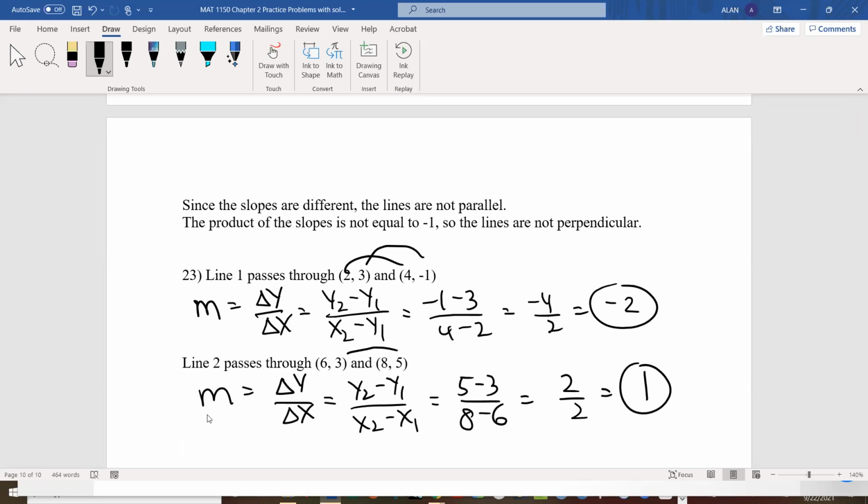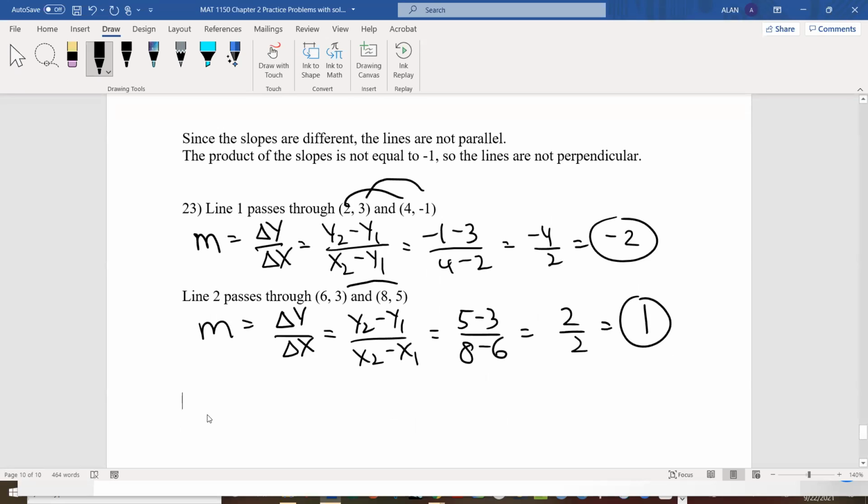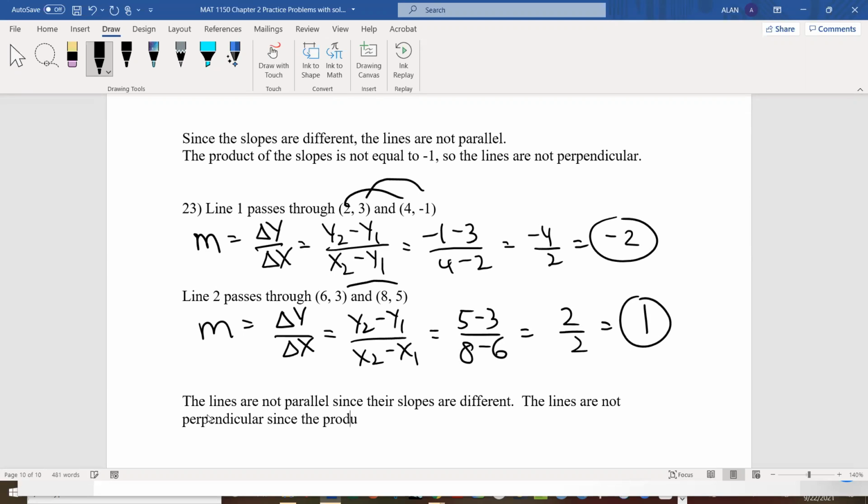All right, so we have the same situation here. It doesn't look like the lines are either parallel or perpendicular. Okay, so let's see why. Lines are not parallel since their slopes are different. The lines are not perpendicular since the product of their slopes is not -1. And that's it. So it's neither.